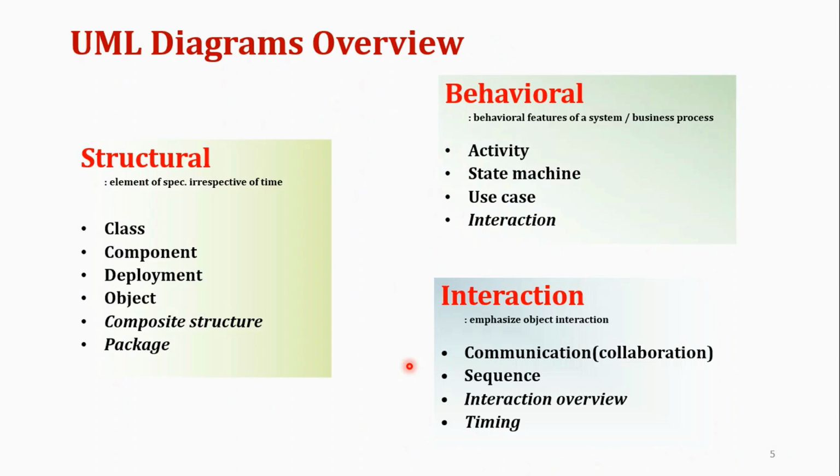Let us see the broad categories of UML diagrams. Based on structure, the UML diagrams are classified as class diagram, component diagram, deployment diagram, object diagram, composite structure diagram, and package diagram. Based on behavior, there are activity, state machine, use case, and interaction diagrams. Based on interaction, there are the communication diagram, sequence diagram, interaction overview diagram, and timing diagram. So this is the broad categorization of UML diagrams.